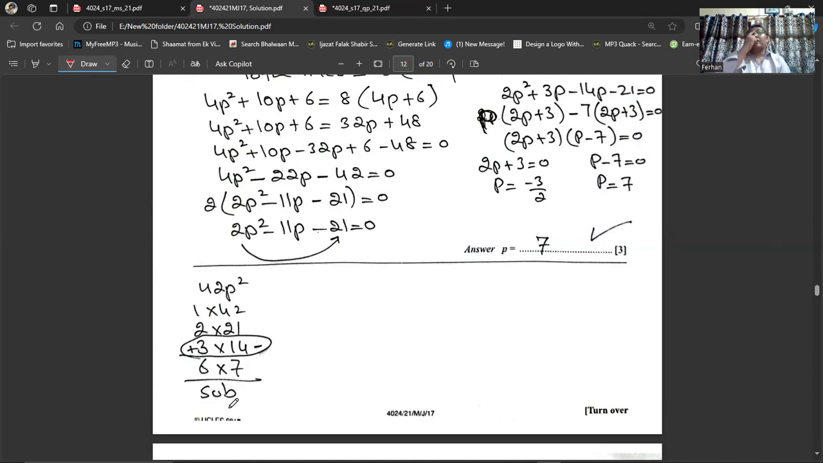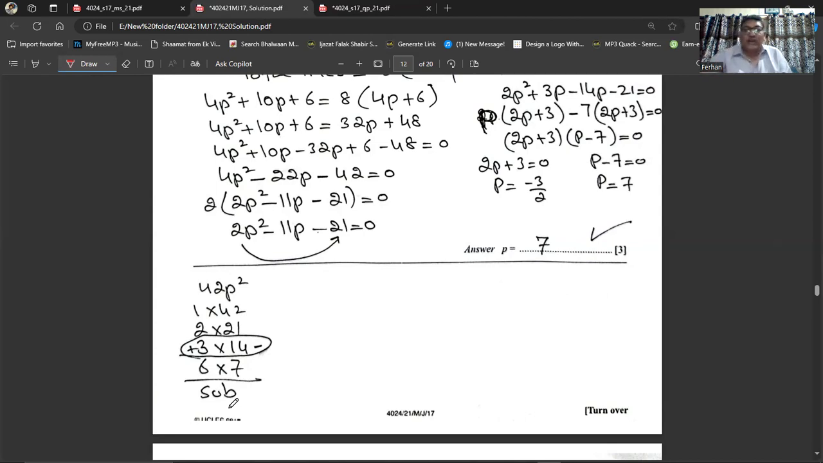I have to choose the pair which by subtraction will give me minus 11. So that pair is 3 and 14. When you subtract them, you get 11. You want minus 11, so with 14, I will write negative, and with the 3, I will write positive. So you will have 2p squared plus 3p minus 14p minus 21 equals 0.